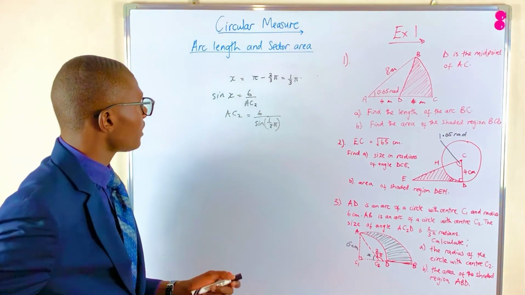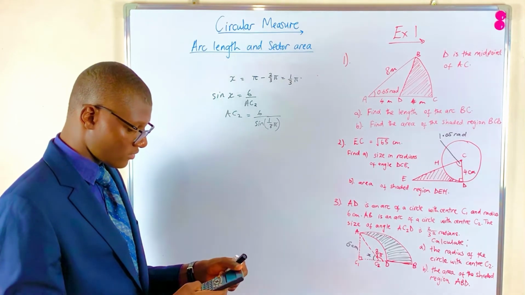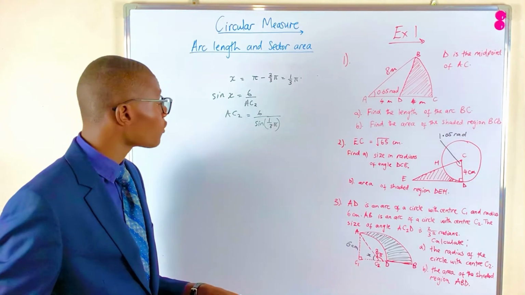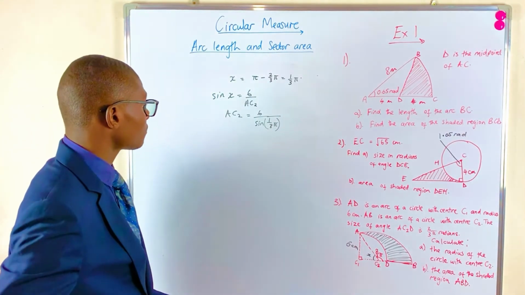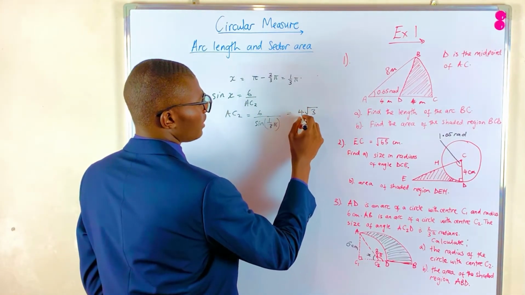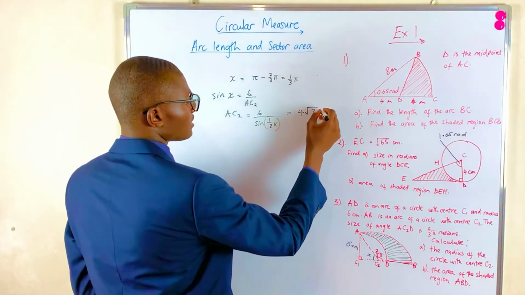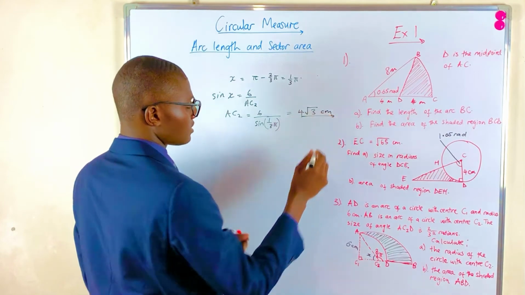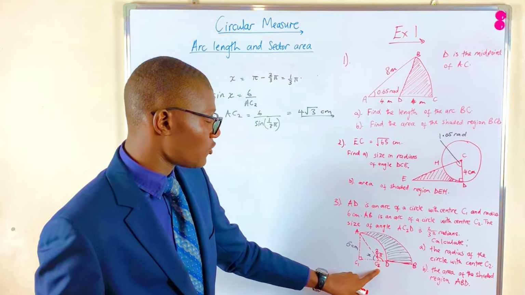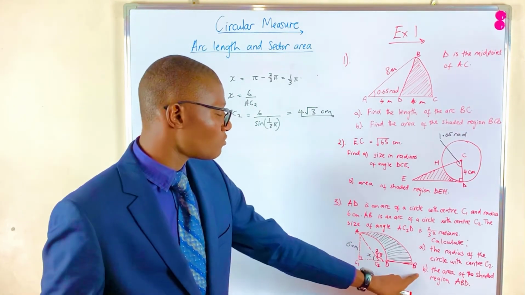So we can calculate that. So I'm saying 6 divided by sine of pi/3. We get an answer of 4√3, right? So 4√3 is the answer that we get. 4√3 is the radius, right? So 4√3 centimeters. This is the radius of the circle with center C2. In other words, this is AC2, which is also equal to BC2.